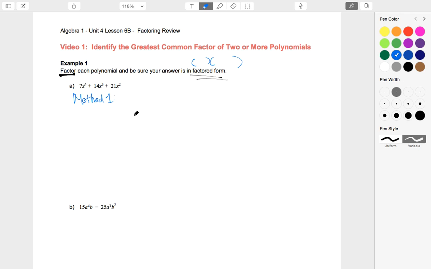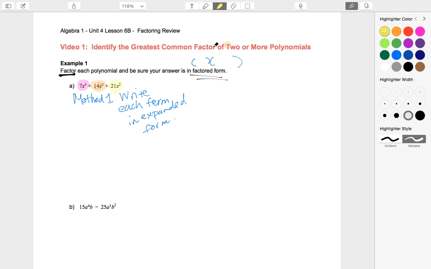Method 1 is where you write each term in expanded form. So that's what I'm going to do. I'm going to use different colors to help you all see this. So we have 7x to the fourth power, and then we have 14x cubed, and then we finally have 21x squared.